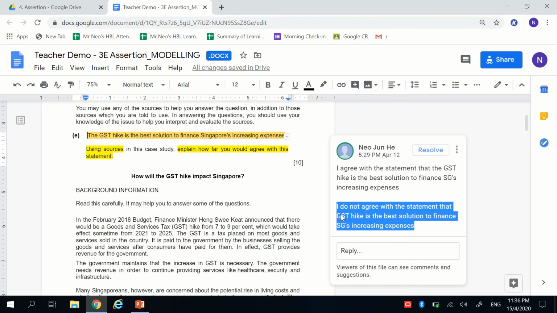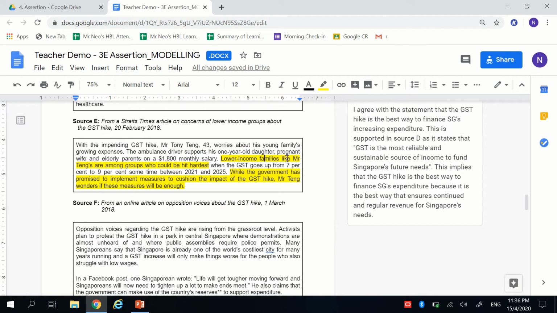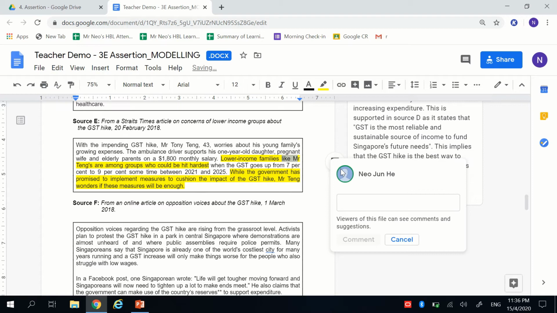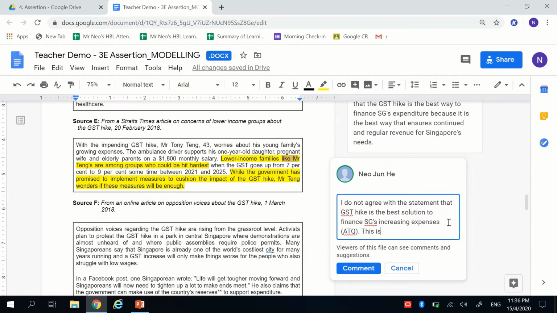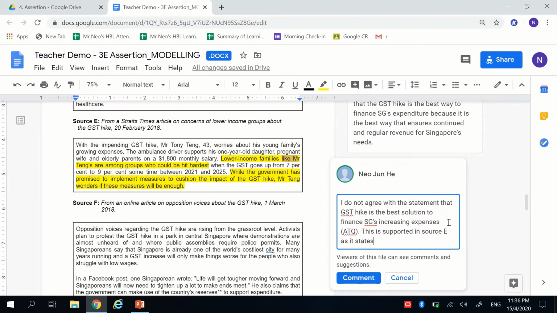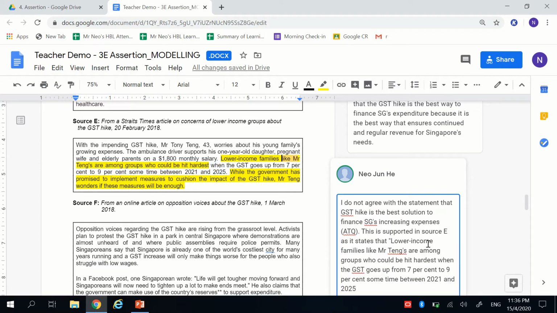I do not agree, right? Because this source tells me that if there is a hike, people will suffer. Given this, let's try to explain. I do not agree with the statement. This is my ATQ. I do not agree with this. This is supported in source E, as it states that lower income group could be hit the hardest when the GST hike increases.